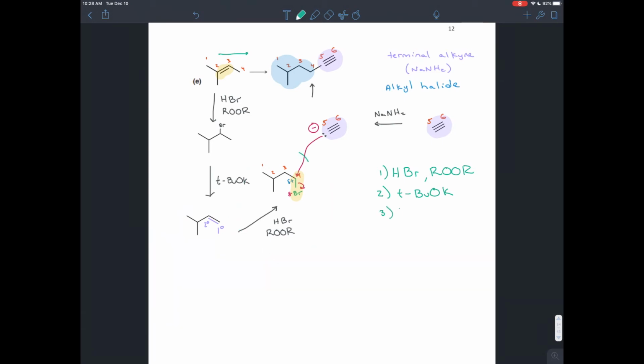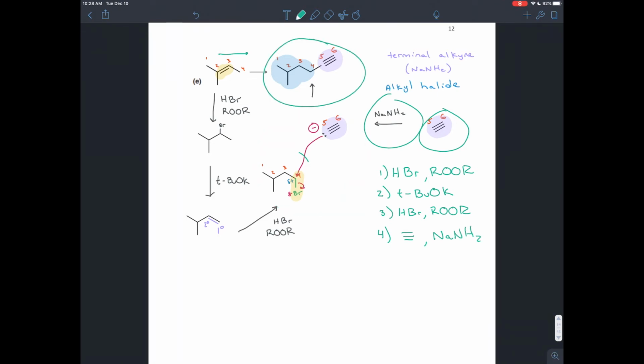Then anti-Markovnikov addition again of HBr in the presence of peroxides. And that gives us our haloalkane here. Then we would have to add to that ethine with some sodium amide to make it a nucleophile. That would do the SN2 reaction we'd want, and we'd have our product.